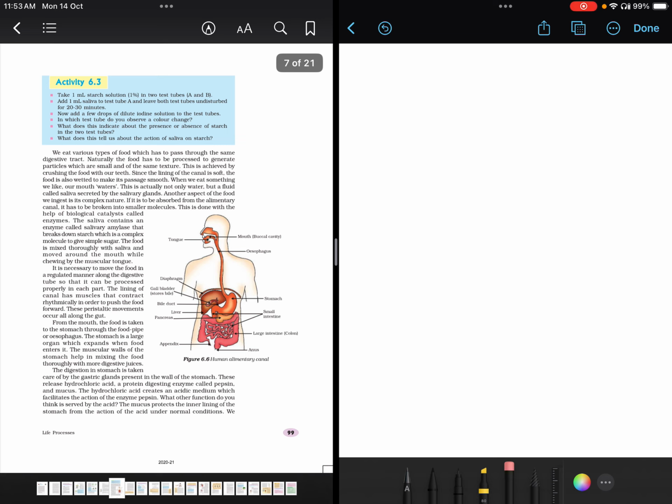We'll discuss this alimentary canal and human digestive system in our next video.